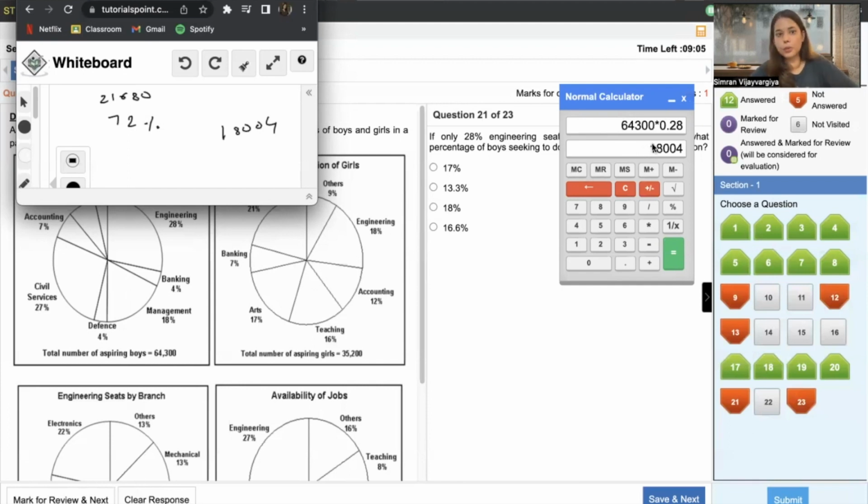These are the number of boys who want engineering jobs. Now let's see how many are available for engineers. How many engineering seats are available now? So 72% of total seats, that is 21680. Okay, 15,609 seats are available.